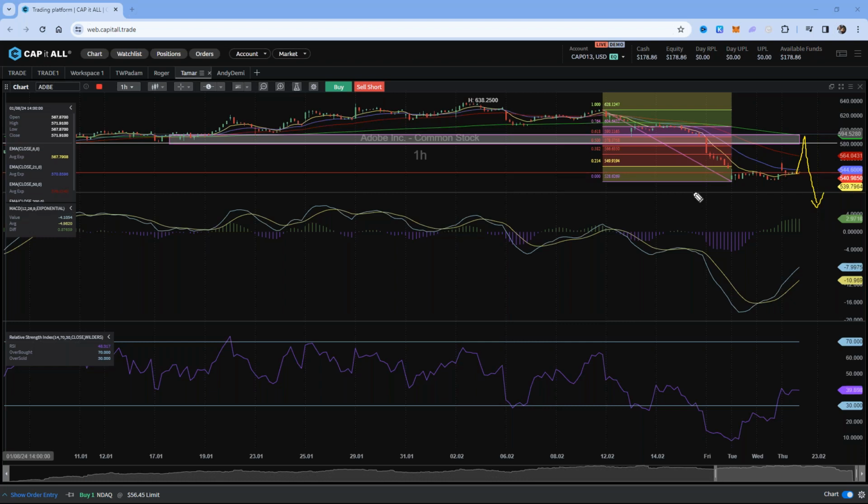So for me, this one, Adobe, right now, I would be looking to potentially short around between 580 and 594. The 618 is coming in just around 590, so that looks like the preferred area of entry.